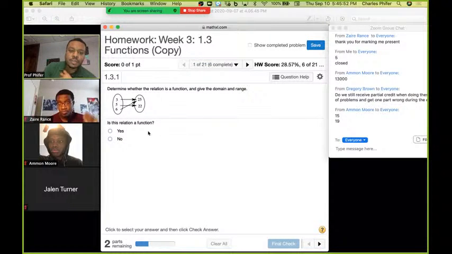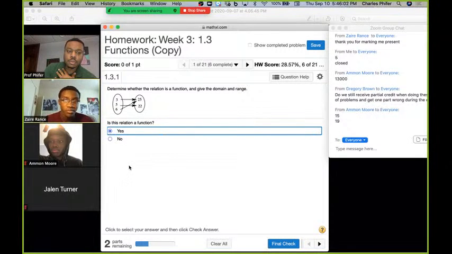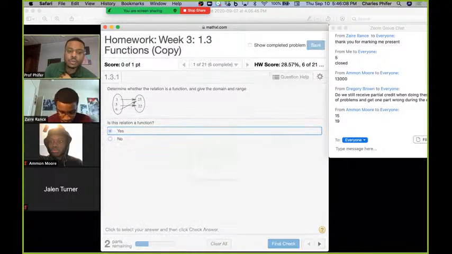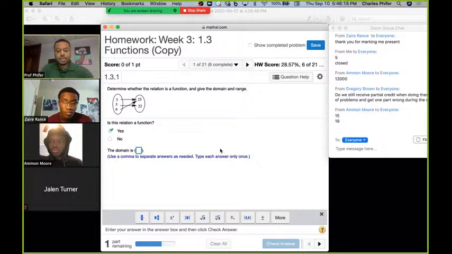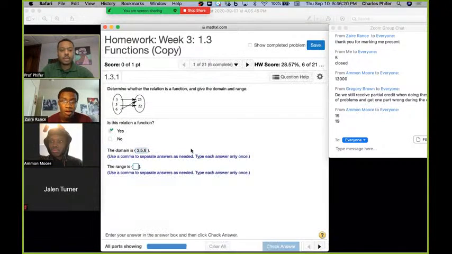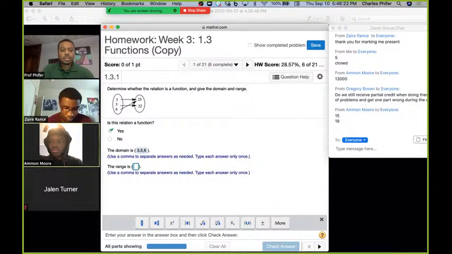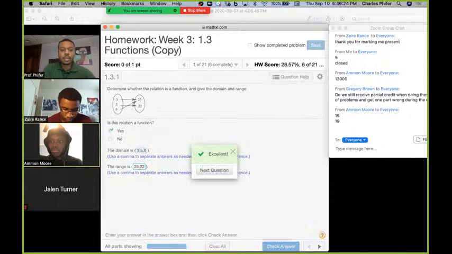Number 1. Is this a function, yay or nay? Yes. What would make it not be a function? If there were 2 of the same value on x or y. Yeah, if we have repeating x's, then it's not a function. Okay. What's the domain? 3, 5, 6. And tell me the range. 25, 22. Okay, not bad, right?